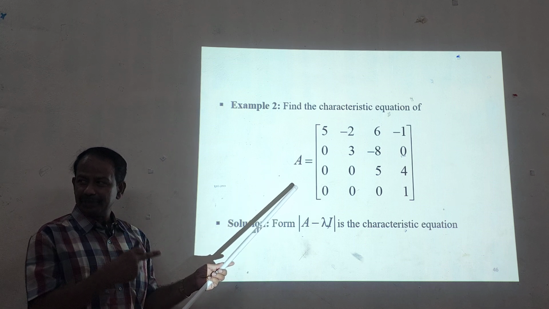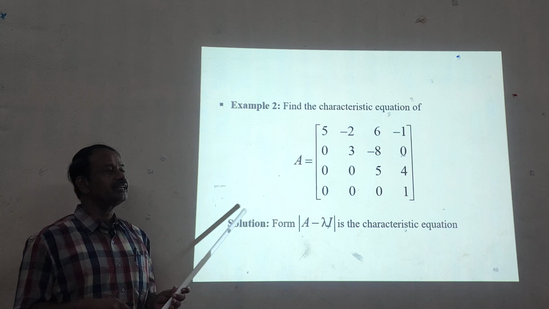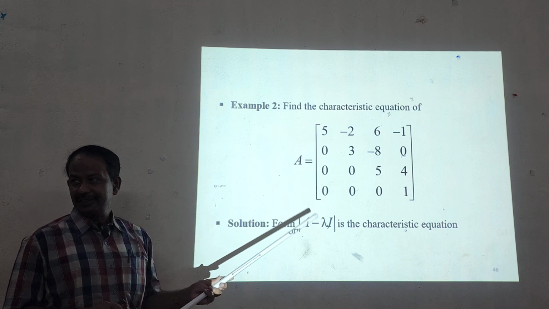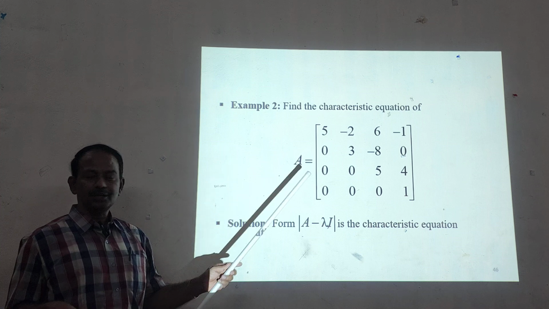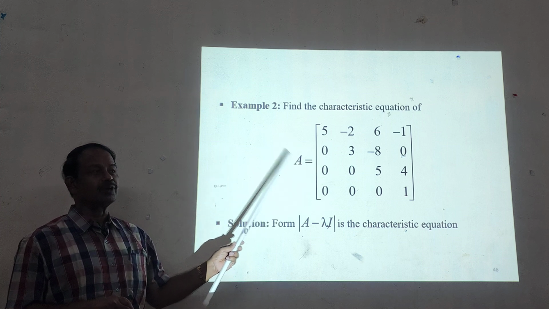See, for all 2 by 2, 3 by 3, 4 by 4, we are able to get eigenvalues only for the square matrices. It will never work with 2 by 3 or 3 by 2 matrices, not rectangular matrices. Only for the square matrices it will work out.